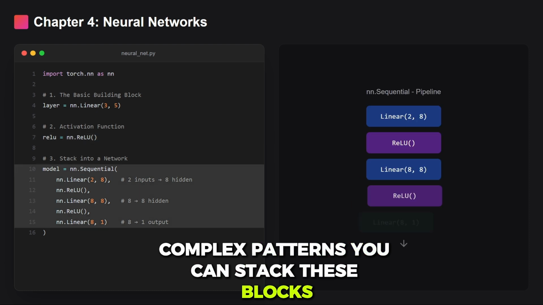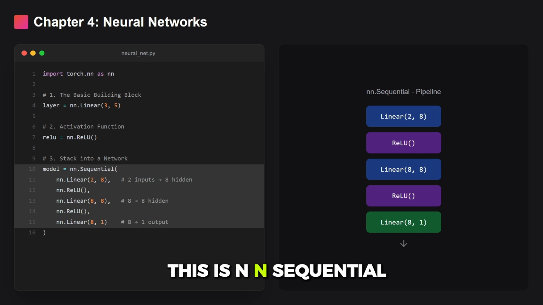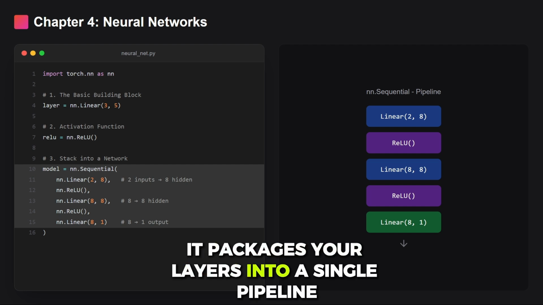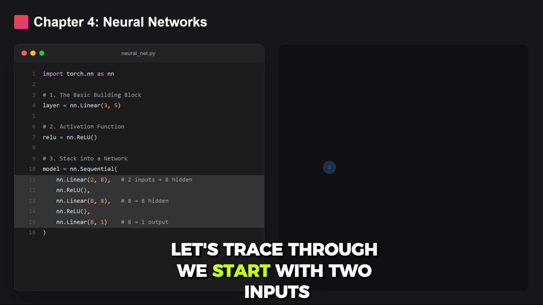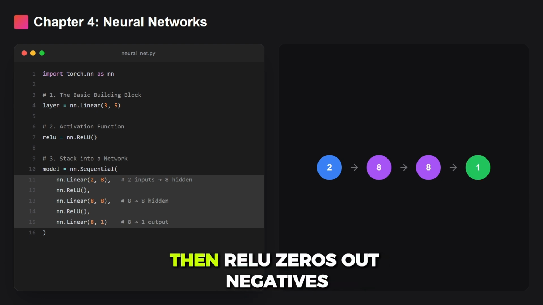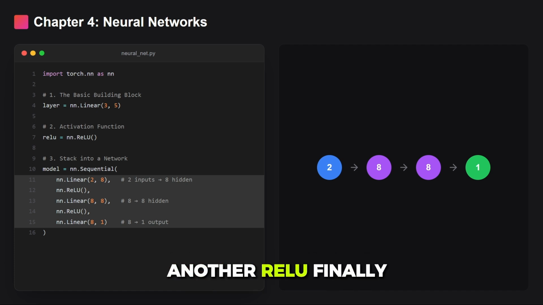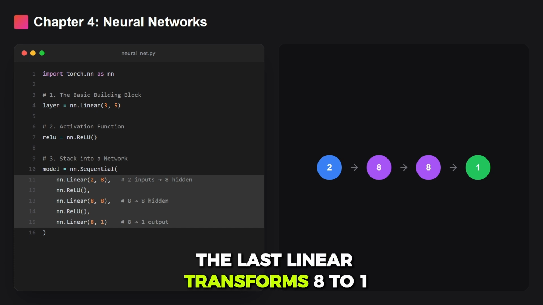You can stack these blocks: linear, ReLU, linear, sigmoid. This is nn.Sequential. It packages your layers into a single pipeline. Let's trace through. We start with 2 inputs. The first linear layer transforms 2 to 8. Then ReLU zeroes out negatives. The next linear transforms 8 to 8. Another ReLU. Finally, the last linear transforms 8 to 1.